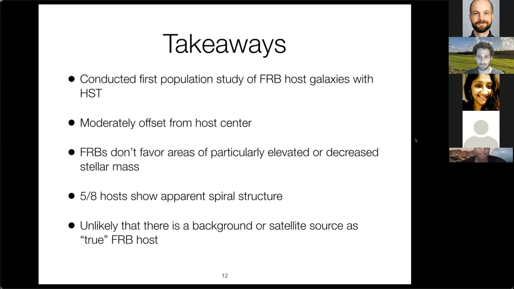So I think from Alexa's talk, it's clear that FRBs are not coming from the elevated regions, even if they are in the star forming galaxies, but the regions that they are coming from are not very star forming. So as you said, they are offset. So I think that's the point she also made in her talk. Yeah, I was just wondering, are there any exceptions though? Exceptions.